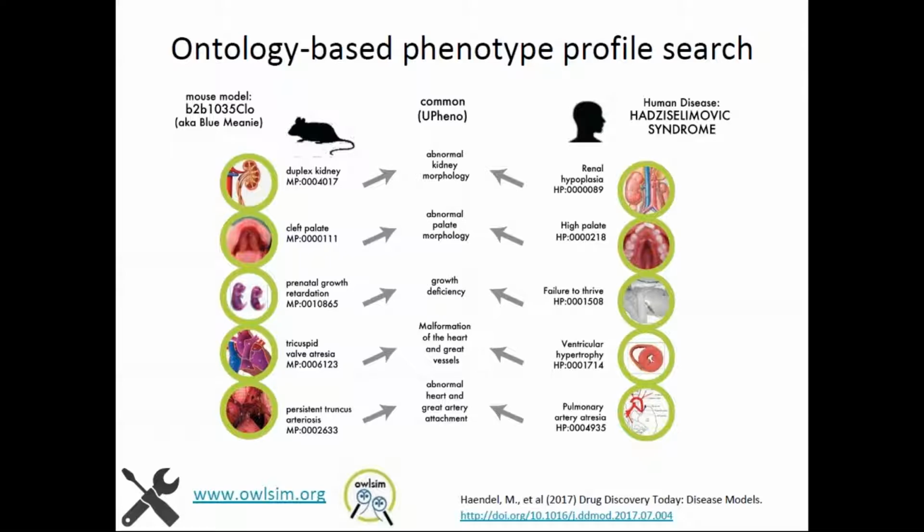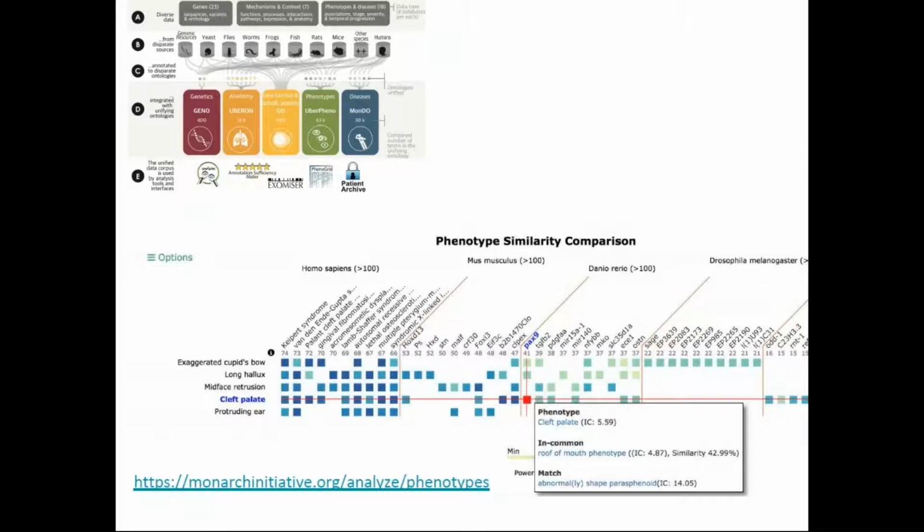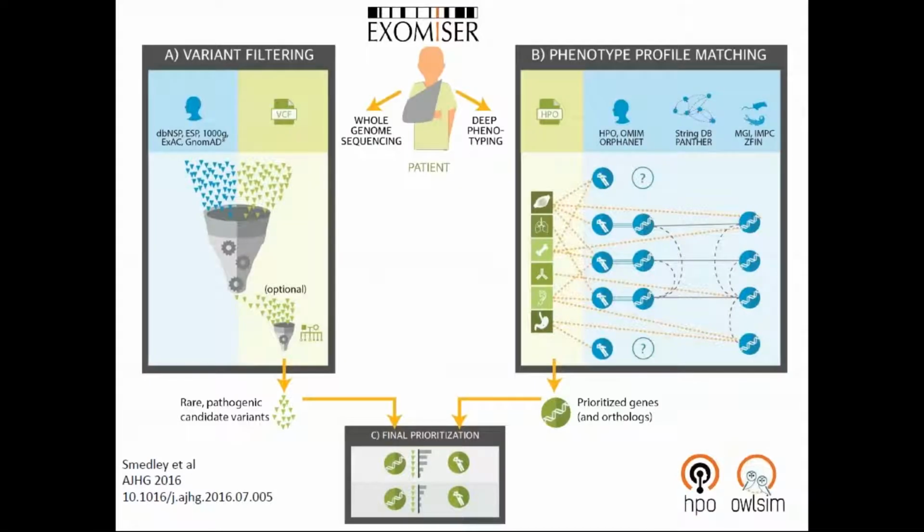Now, you're not going to find exact matches because the more phylogenetically distant that you go, the more dissimilarities you see in the phenotype. So the algorithm is designed to make use of the structures in the ontology to give you a scored match based on how similar it is. So, renal hyperplasia may be similar to duplex kidney in the mouse. They both involve abnormal kidney morphology. And if you go to monarchinitiative.org, you can perform these kinds of searches across species using your phenotype profiles of interest.